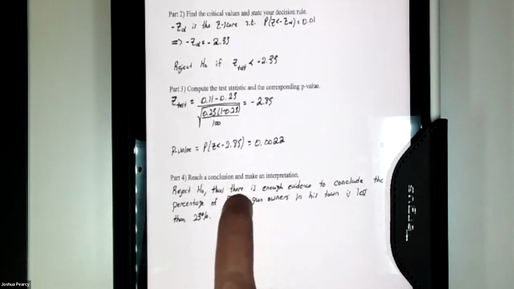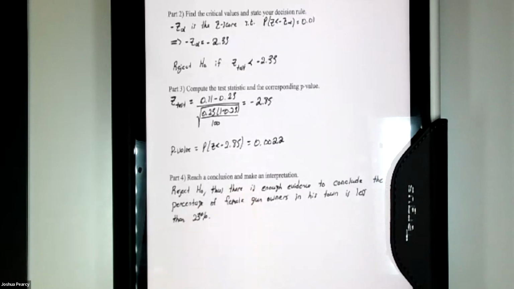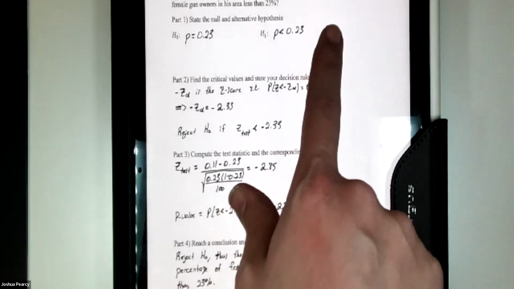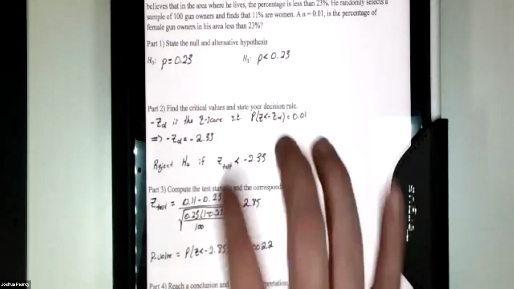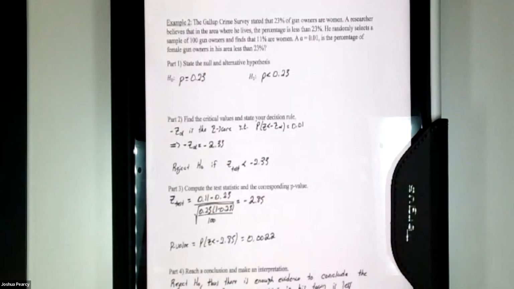Find the critical value and state your decision rule. It's just a left-tailed test in this case. So the area in the left tail to the left of the critical value will be alpha, which is 0.01. You just find a z-score with that property, and it's minus 2.33. Since it's a left-tailed test, you reject the null hypothesis if the test statistic you compute is less than that.